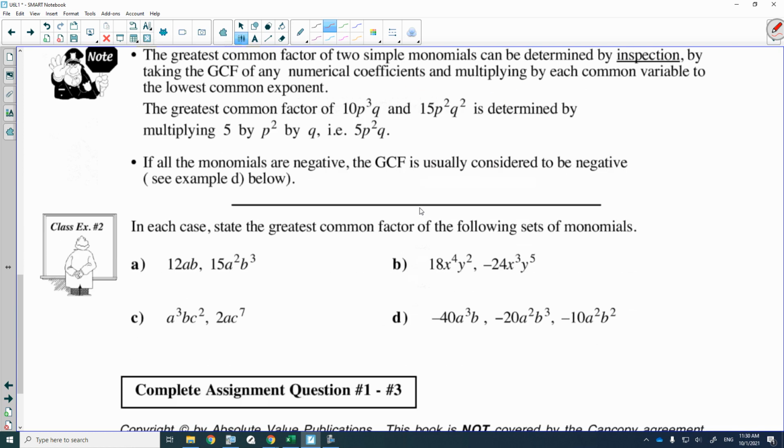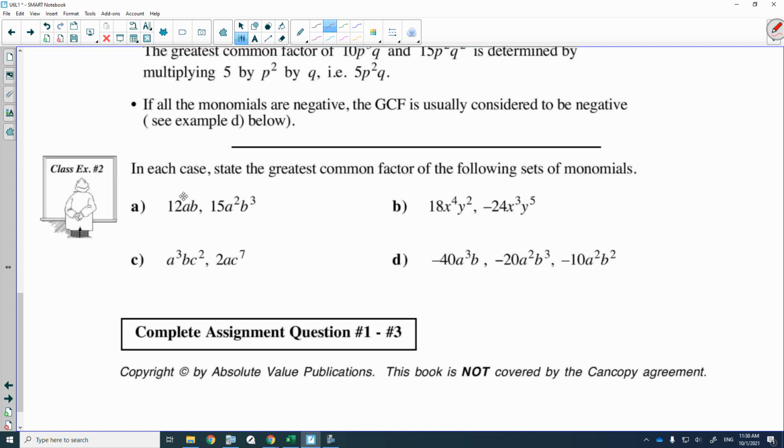Okay, let's look at class example 2. Write down GCF equals 12 and 15. What are you guys saying? 3. Yep. So again, you could take that 12 and you could say 1 and 12, 2 and 6, 3 and 4, right? And then the biggest of these numbers that goes into 15 would be 3. How many A's, how many B's? 1A, 1B. That's the GCF.